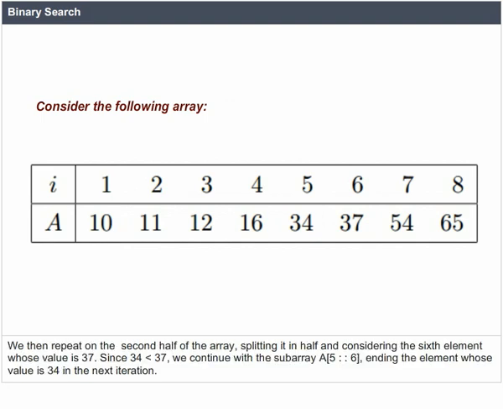We then repeat on the second half of the array, splitting it in half and considering the sixth element whose value is 37. Since 34 is less than 37, we continue with the subarray A[5:6], finding the element whose value is 34 in the next iteration.